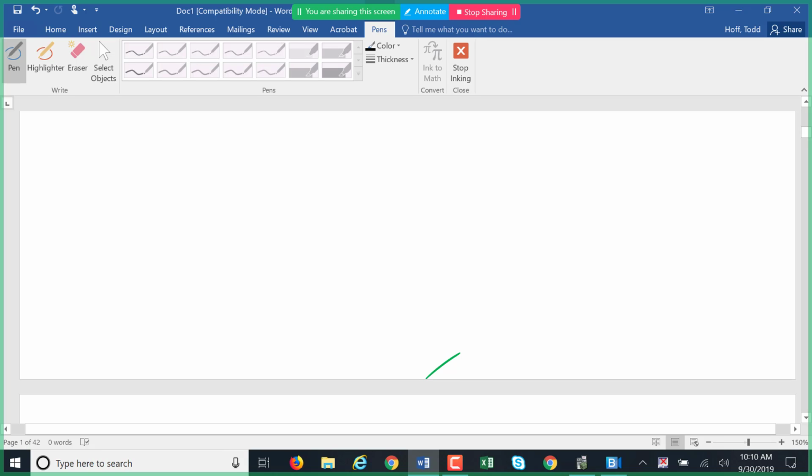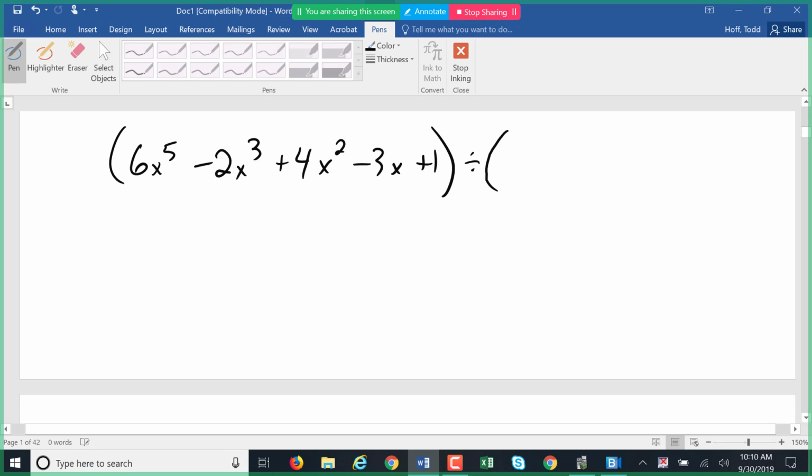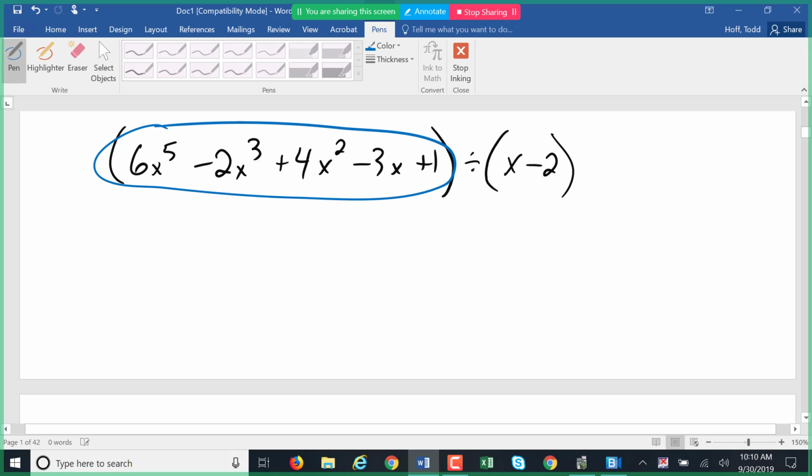Let's do another example of that synthetic division. The example I want to do looks like this: 6x to the 5th minus 2x to the 3rd plus 4x squared minus 3x plus 1, divided by x minus 2. Now, before we start dividing with this one, is there anything in that polynomial that looks just a little bit off?